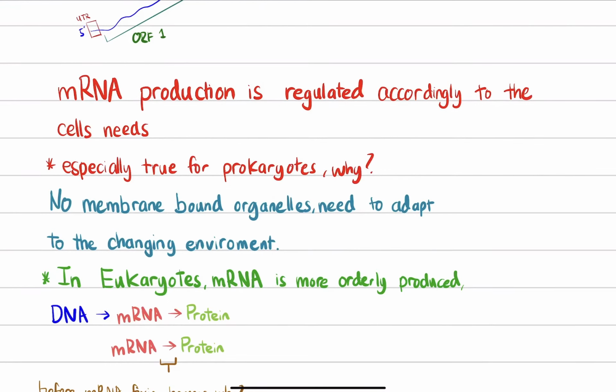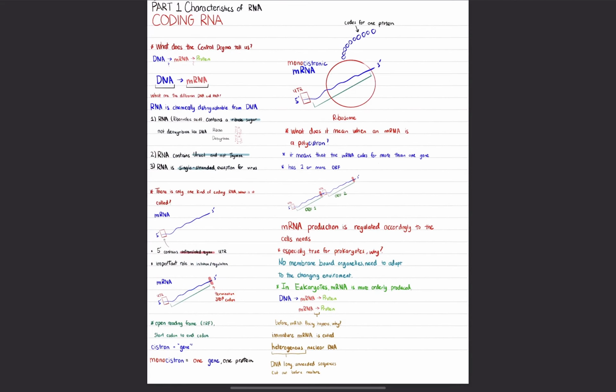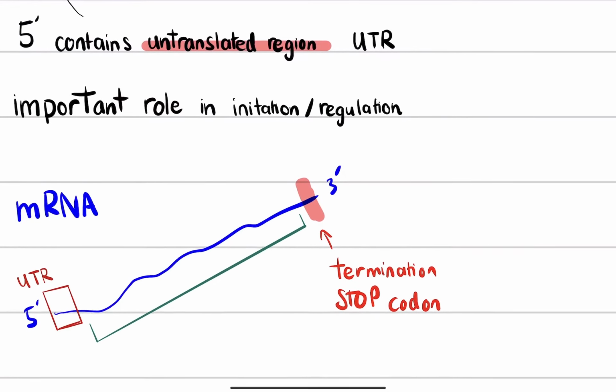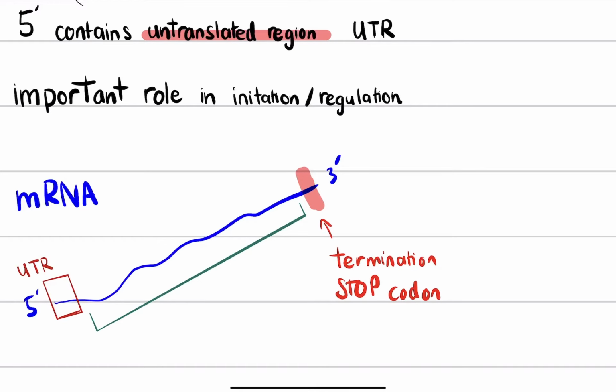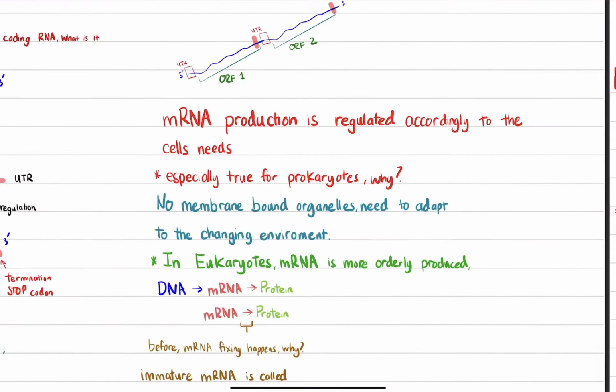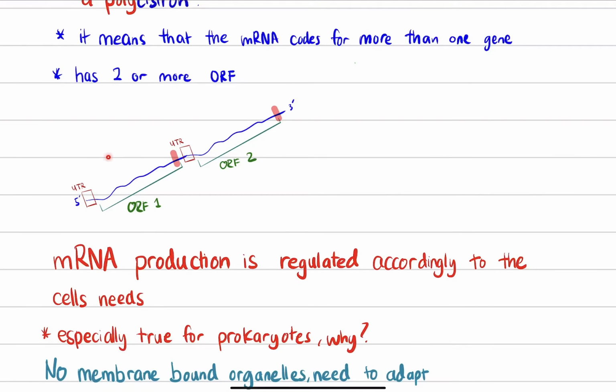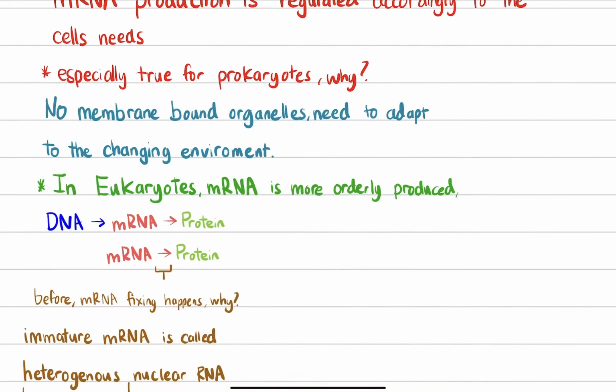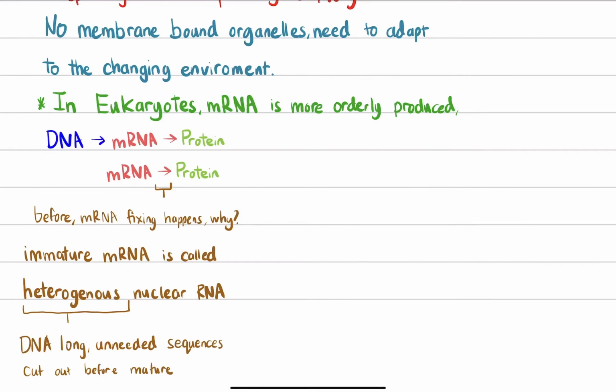However, in eukaryotes, mRNA is more orderly produced, and the reason I'm saying this is because eukaryotes are almost always going to have monocistronic mRNA. You're not going to see polycistronic mRNA in eukaryotes, even though we have recently discovered that some do exist. But for the purposes of biology class for IB, AP, or the MCAT, we have to say that it's monocistronic for the time being for eukaryotes. So DNA goes to mRNA and protein.